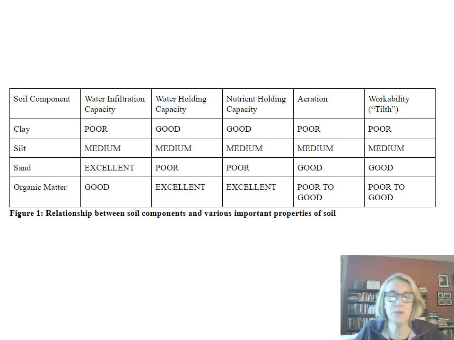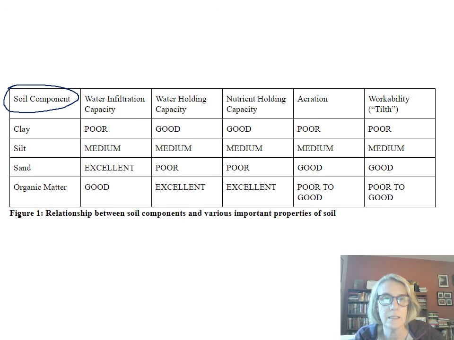All right, we're getting towards the end, so I thought I would just put this in. A lot of the things we've talked about as far as characteristics of soil really come down to the soil components. So this is a chart that sums up some of these properties.